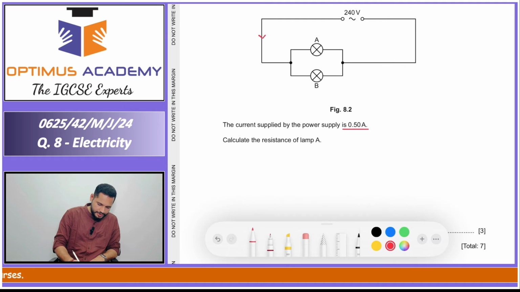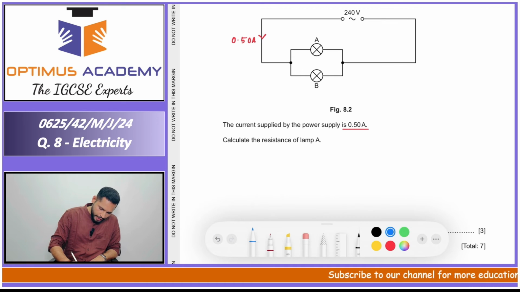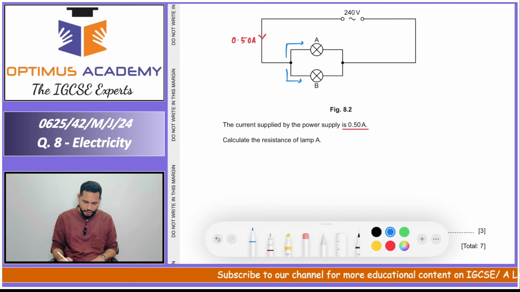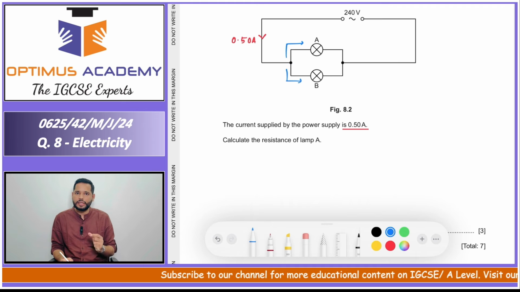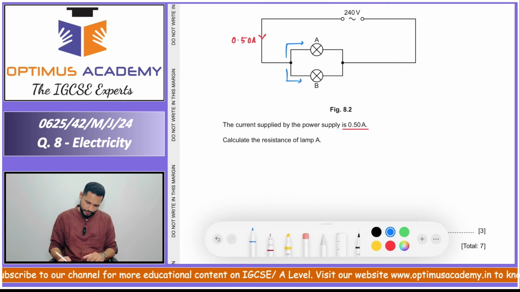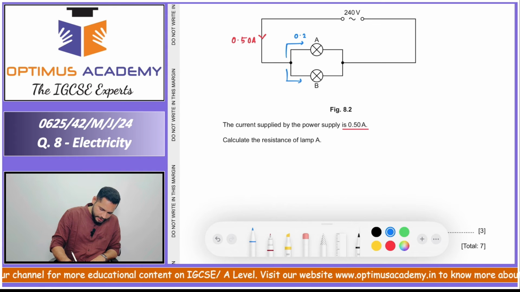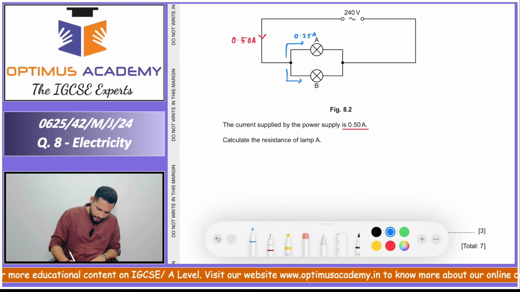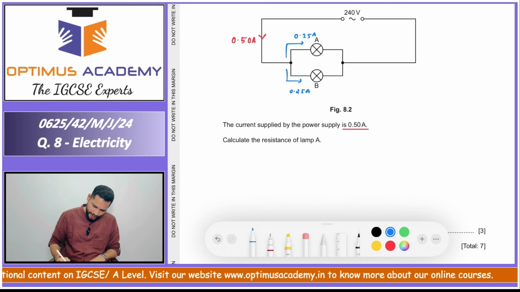So what we understand is the current here is going to be 0.50 ampere, and this current is then going to split from here. A part of it is going to go here and another part of it is going to go here. Since the lamps are identical, their resistances are equal, so the split of current is also going to be equal, that is in the ratio 1:1. Here the current will be 0.25 ampere and here the current will be 0.25 ampere.